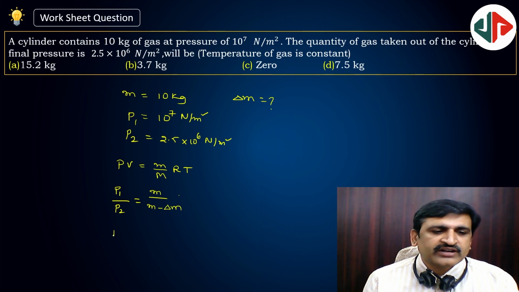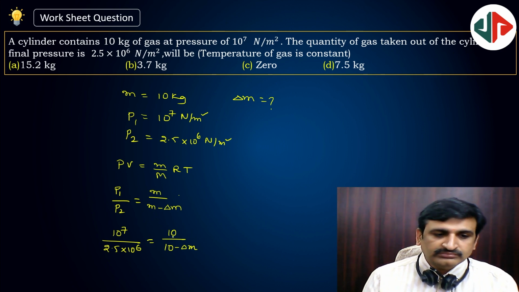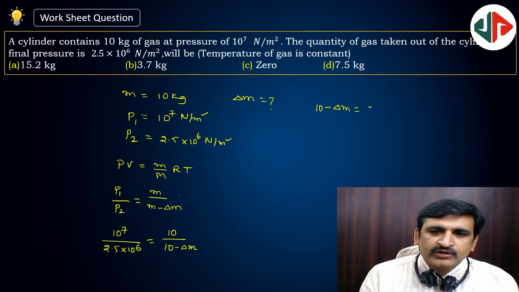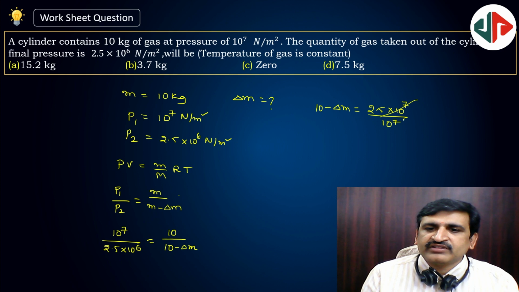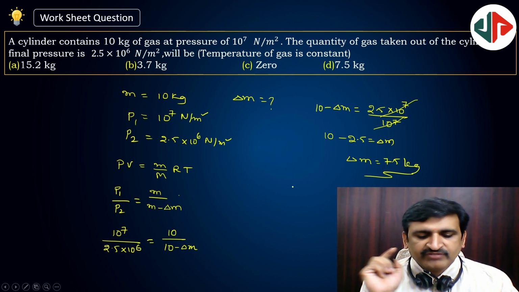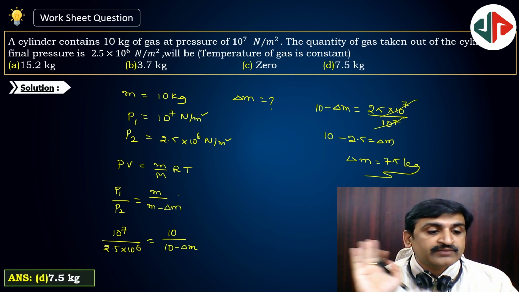So P1 is equal to 10 to the power of 7 and this is 2.5 into 10 to the power of 6, and M is equal to 10 kg. This is 10 minus delta M. So 10 minus delta M is equal to 2.5 into 10 to the power of 7 by 10 to the power of 7. 10 to the power of 7 will go. So 10 minus 2.5 is equal to delta M. So delta M is equal to 7.5 kg. This is the final removed mass. Yes. Next.